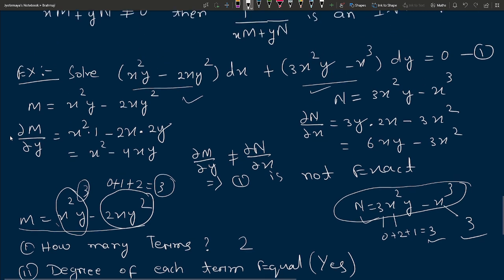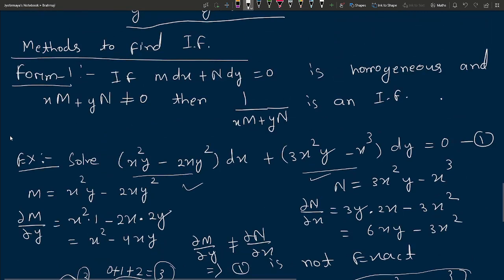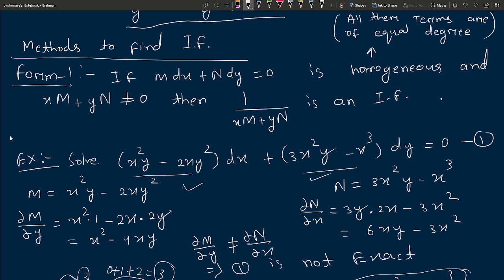Okay. So we apply form 1. What does form 1 say? Form 1 says if M dx plus N dy is equal to 0 is homogeneous, meaning all the terms are of equal degree. Homogeneous means what? Just roughly remember or roughly understand the meaning of homogeneous: all the terms are of equal degree. What is homogeneous? All the terms present in this equation are of equal degree. So degree 3, degree 3, degree 3, degree 3. So all terms are equal.